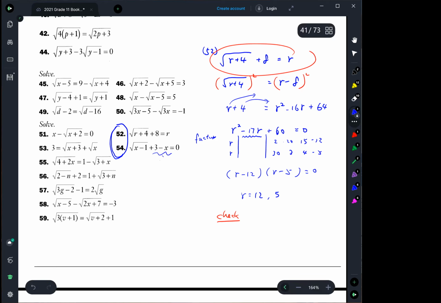Okay, so 54 is the same thing. You have to move them over first and then move 3 minus x and then square both sides. Yeah. Okay, thank you.